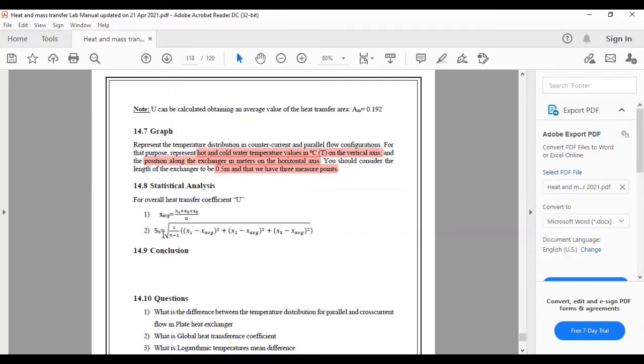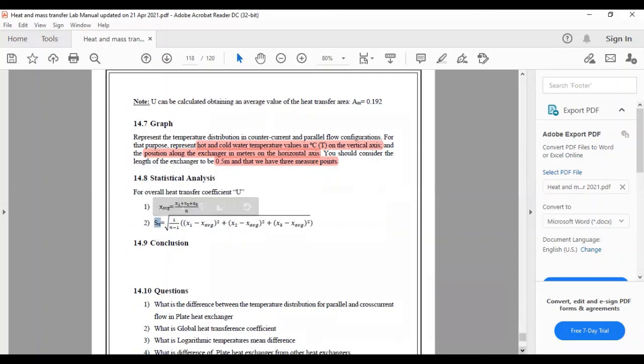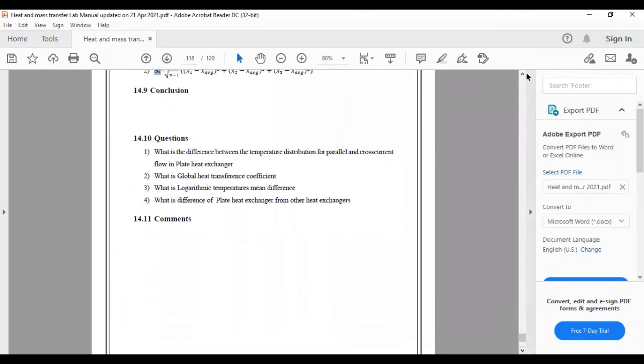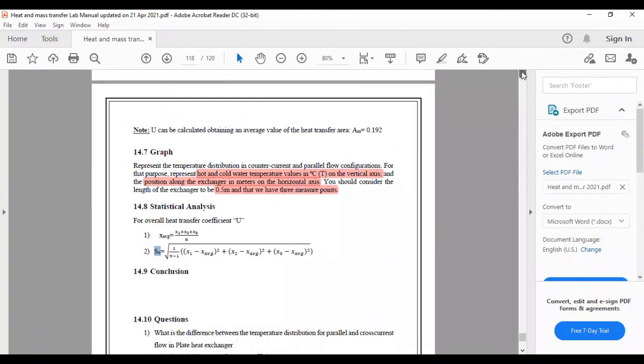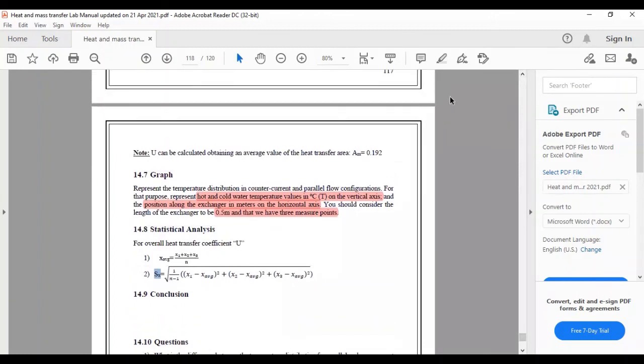Then we will calculate the standard deviation of U. Its formula: x1 is basically U1 minus U average, x2 is U2 minus U average, x3 is U3 minus U average, and x4 is U4 minus U average. We take their squares, divide by n minus 1, where n is 4, and take the square root to get the standard deviation. This is the statistical analysis we will perform, and we will verify whether our apparatus is working well, or whether it is a precise apparatus or not.